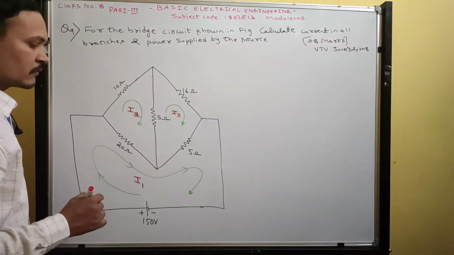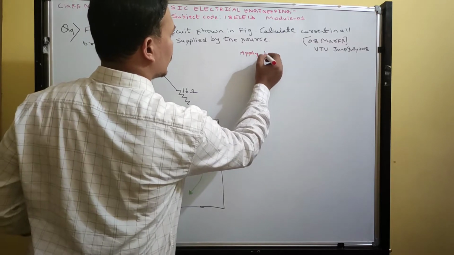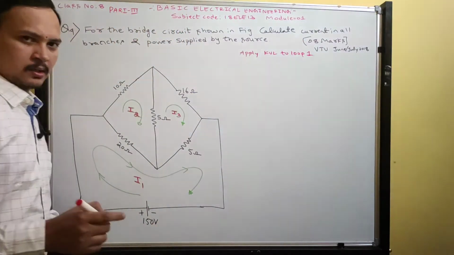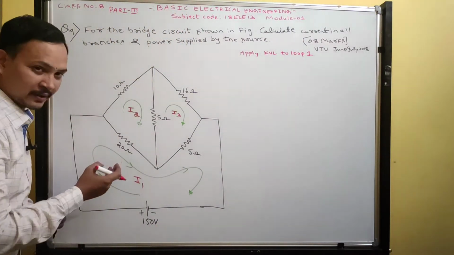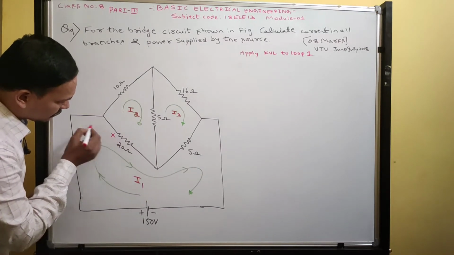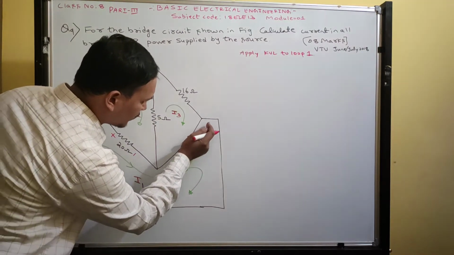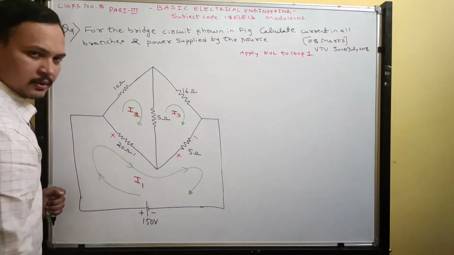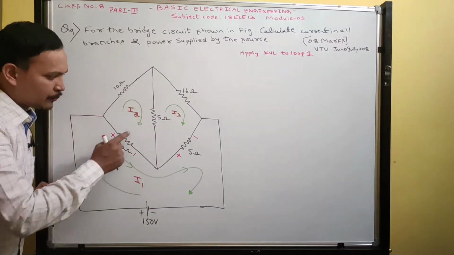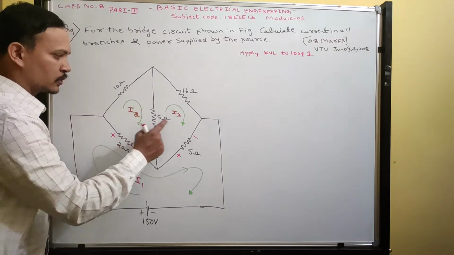Now you start applying KVL to loop 1. Before applying KVL, you mark the polarities for loop 1 inside the loop. See, this current I1 is entering the resistor, mark plus, leaves negative. See, the current enters here, mark plus, leaves negative, and then returns back to the source. Now for the 20 ohm resistance, it lies between loop 1 and loop 2. This 5 ohm lies between loop 1 and loop 3.